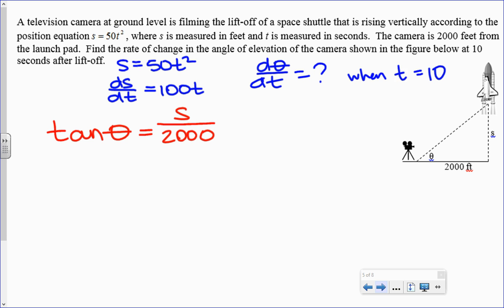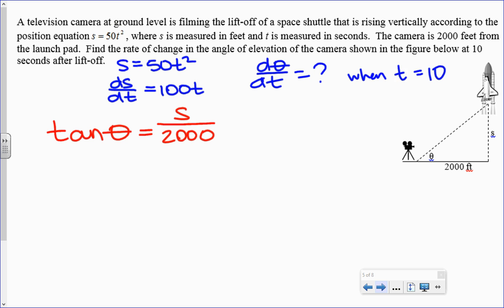The camera is going to change as it follows the rocket. The rocket, it's shooting up in the air. Its distance is changing over time. The angle is changing over time. But that distance the camera is horizontally from the rocket, as long as it shoots straight up, is never going to change. So right away, we can put that in our equation, and we don't have to worry about that third variable, okay? Because it's constant.